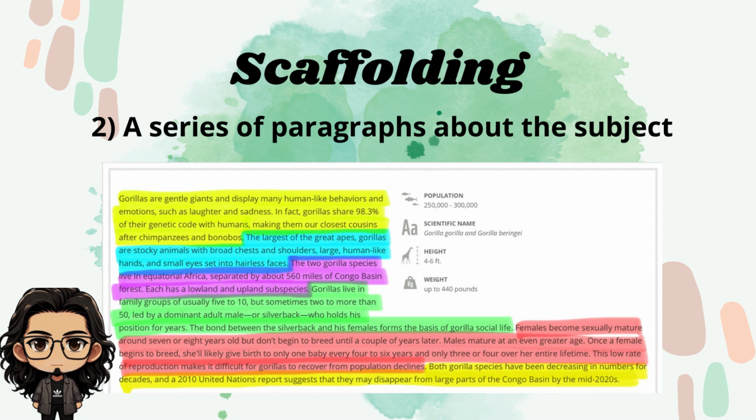The first part refers to the evolutionary relationship between gorillas and humans. The second part makes a physical description of this primate. The third part refers to the 2 gorilla species and their habitat. The fourth part deals with their social structure. The fifth part has to do with their reproductive behavior. And the last part warns us about the endangerment that gorillas face.